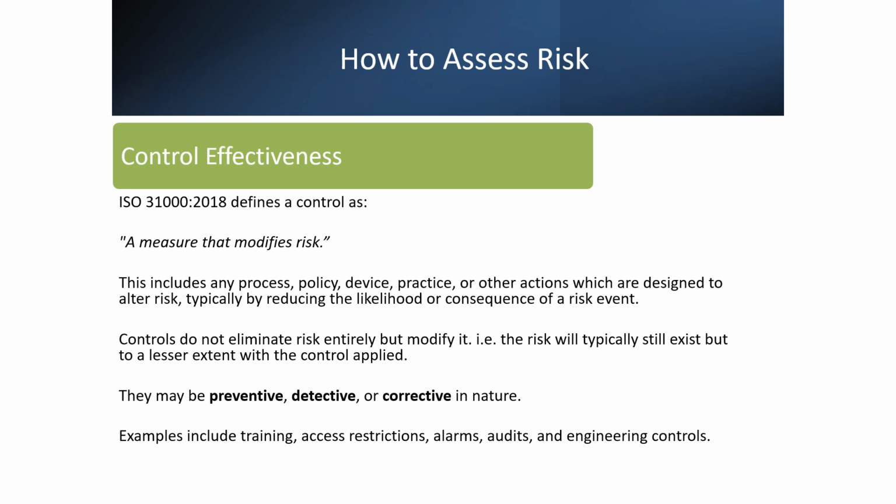Finally, we need to consider control effectiveness. This slide sets out the ISO definition of a control being a measure that modifies risk. This applies to any process, policy, device, or practice or other action which is designed to alter risk, typically reducing the likelihood or consequence of the risk event. Controls do not eliminate risk entirely, but they do modify it. They may be preventative, detective, or corrective in nature.